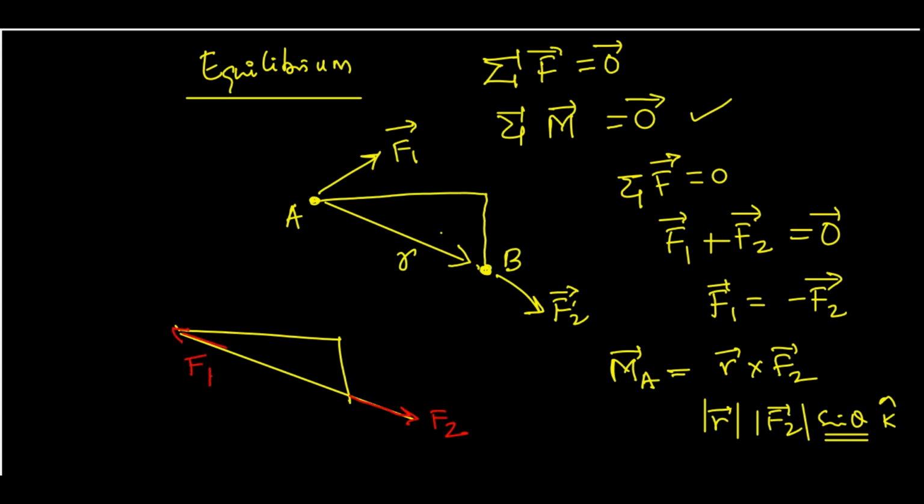F2 and F1. Yes, this is the body, AB. Then if there are only two forces acting on the body, both of them should be equal and opposite, and the line of action of the forces should be along both the points A and B. This is what is called a two-force member.